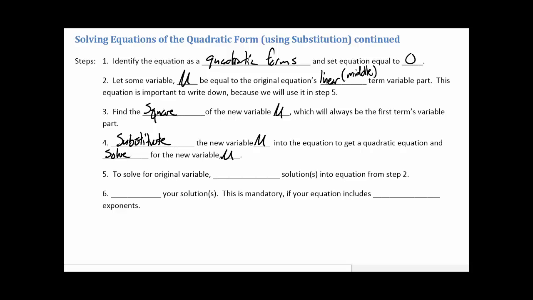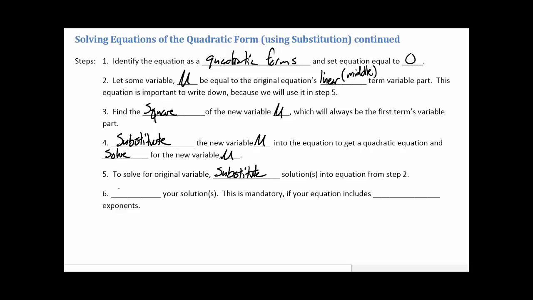So that brings us to step 5. To solve for the original variable, we're going to substitute the equation from step 2 into the solution that we found. So we'll solve for u, we'll get a number. I want to take the original thing that I substituted for and set that equal to the number we found.